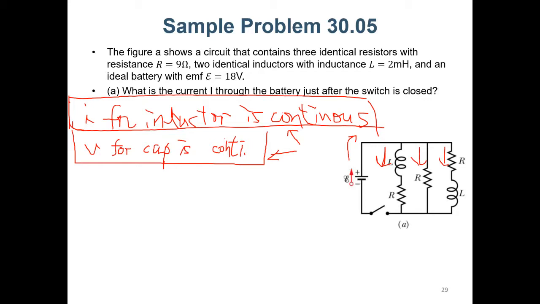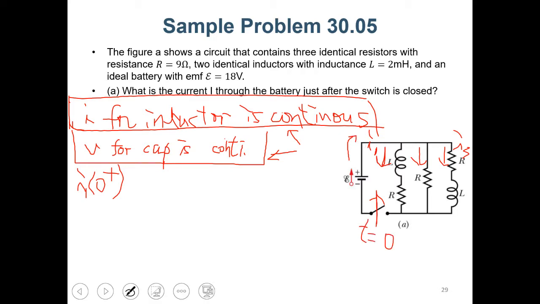So in this case, for path 1, after the switch is just closed, I1 should be 0. I3 should also be 0, because the current for the inductor should be continuous. So I1 and I3 are 0 plus. Suppose this is t equals 0. Okay, to be in the other direction.